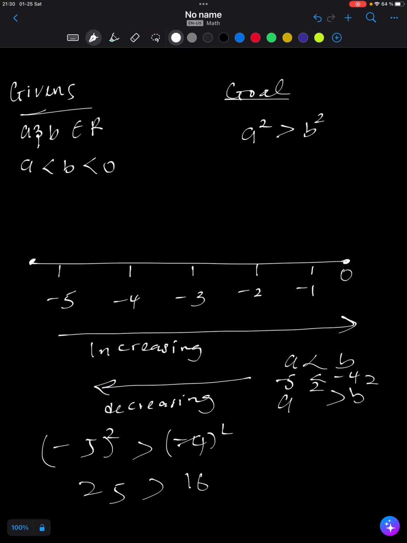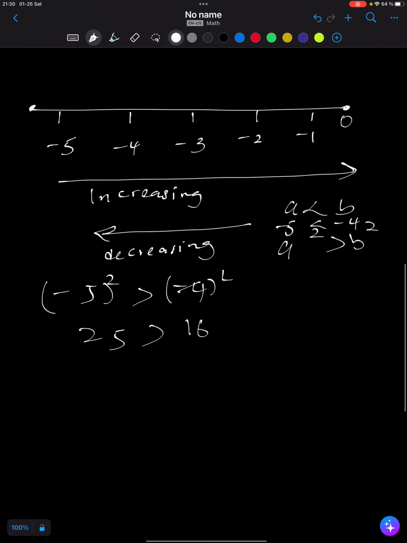So I'm thinking, how do I do that? Do I do a direct proof? I think what I have to do is maybe a lemma, a supporting theorem. What does it mean that A is less than B? I don't know. Do we say that there is a number C that is greater than A but less than B? Is that what it means?